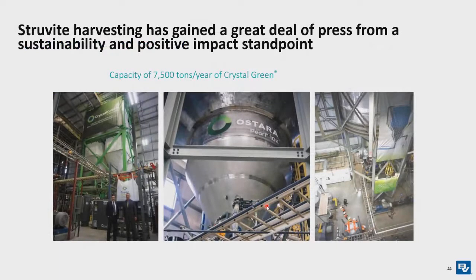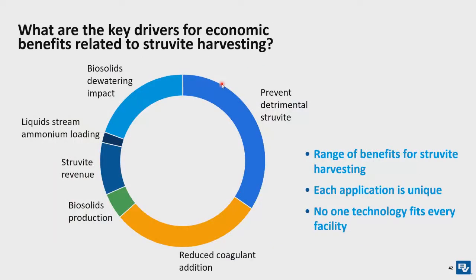This has gotten a lot of press in the past 5-6 years. A lot of facilities have come online making tons and tons of phosphorus per year in a reusable fertilizer product. There are a lot of drivers to this. It's not just about making a struvite product. It does help limit detrimental struvite. It can make biosolids dewatering more efficient. You can make the biosolids production better if you're pulling that phosphorus out. So it's not only the environmental sustainability that is interesting from this nutrient harvesting standpoint. It's also some other whole plant impacts that we benefit from doing these types of processes.